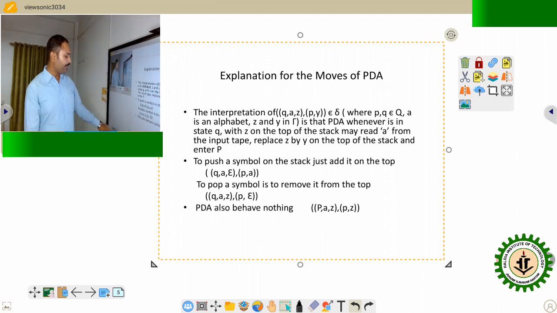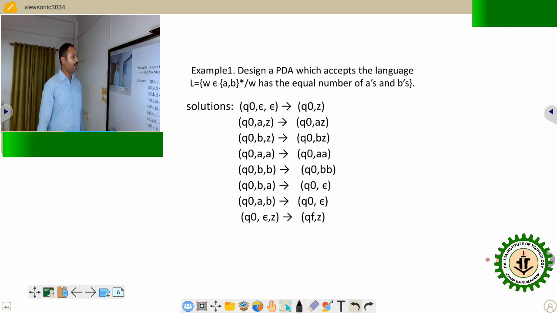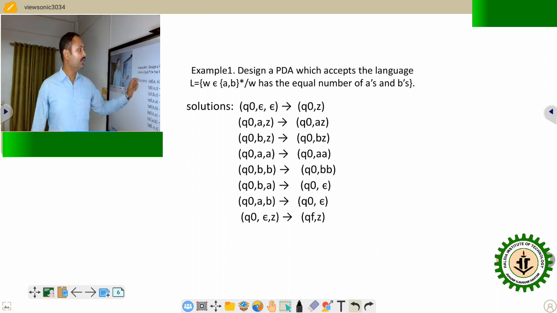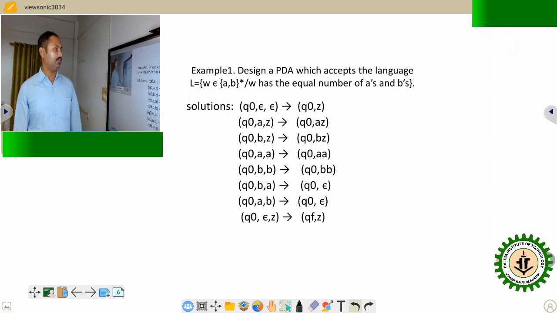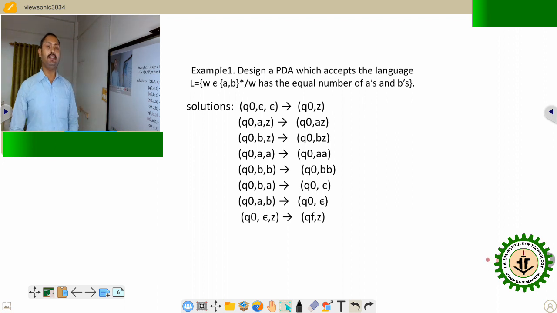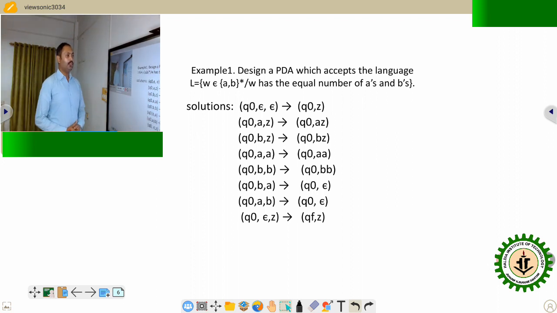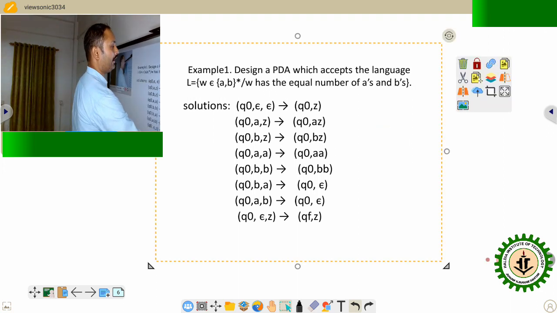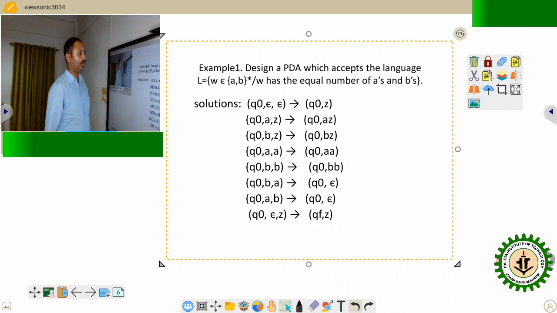Now we will see a few examples on pushdown automata. So this is our first example. The example says that we have to design a pushdown automata that can accept a language where W belongs to (a, b) whole star, where W is a string which has an equal number of A and an equal number of B. So how does W look like? It can have equal number of A and equal number of B.